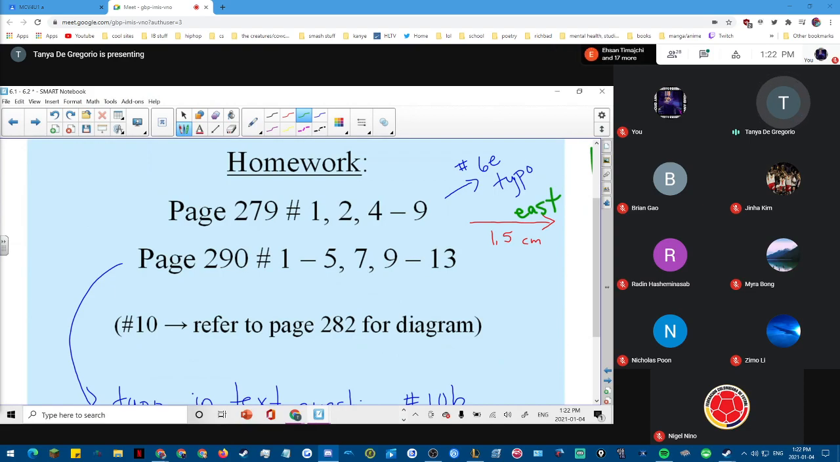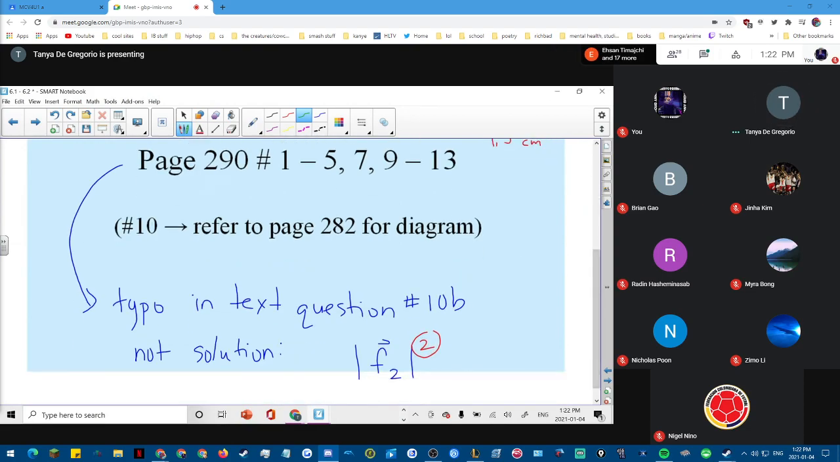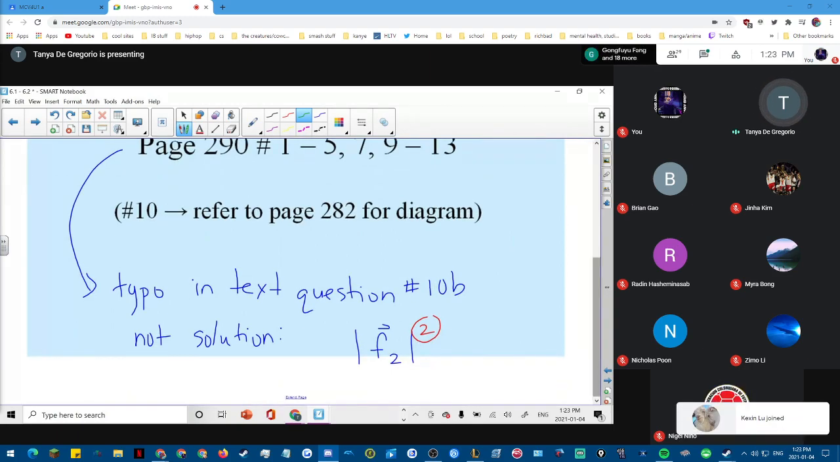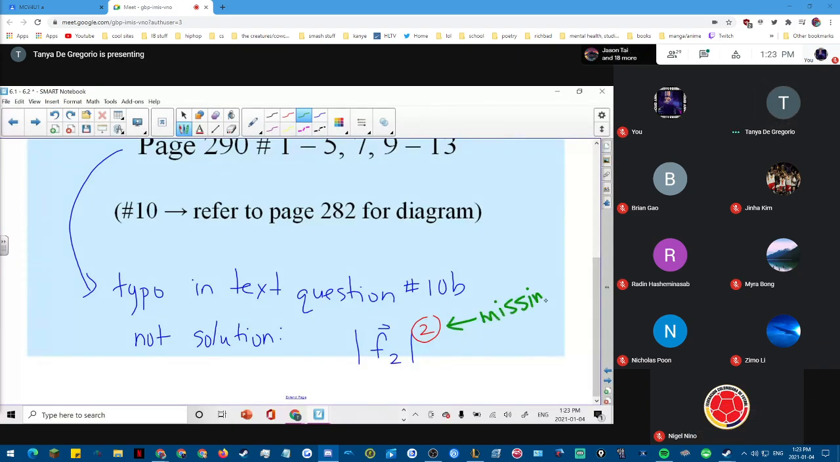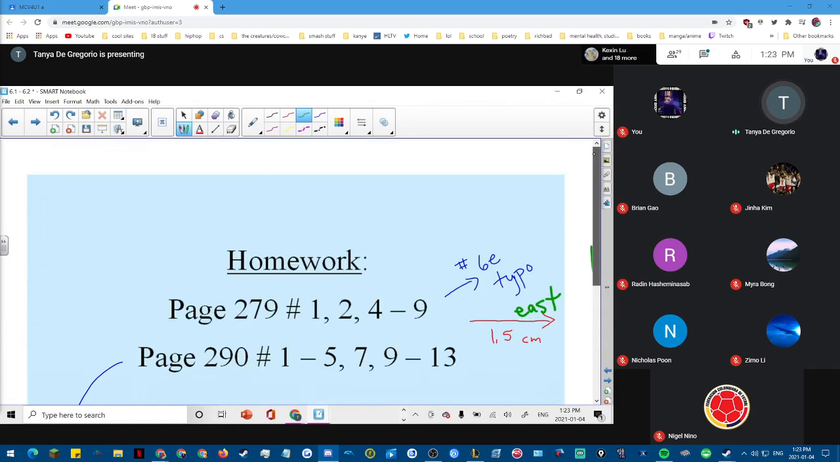And then there's also a typo in question 10. So for 10B, this is missing. The squared is missing. Okay, so be careful. Okay, and I'm sure, oops, missing. Okay, so that's the homework for 6162.